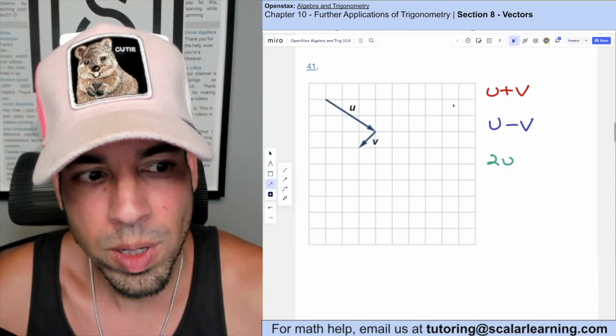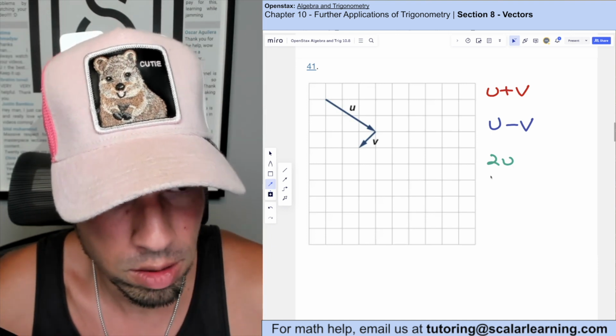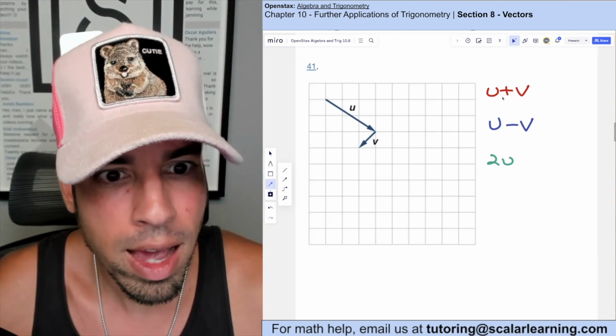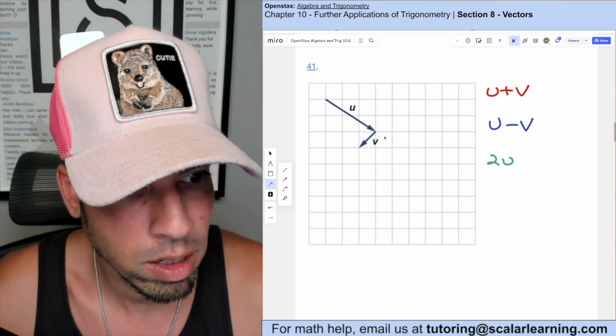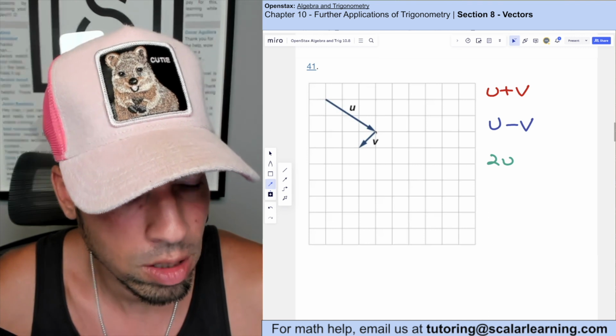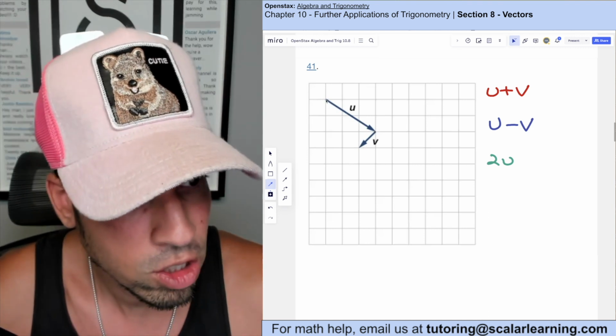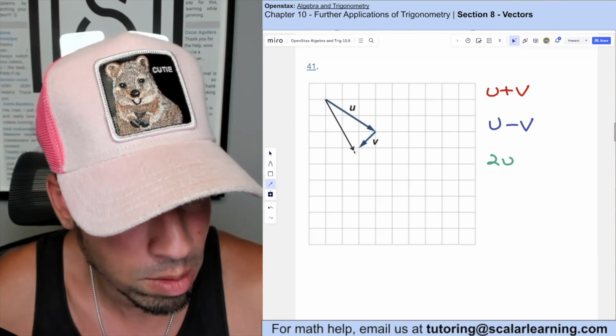Done. So for this one, we're going to color code it. I'm going to show you how to do u plus v, u minus v, and 2u in these different colors. So first of all, when I add u plus v, I do it from head to tail. Well, it kind of already did that. Look, we can already see u here and v, and they're already head to tail, which means u plus v is just the starting point of u going to the ending point of v.